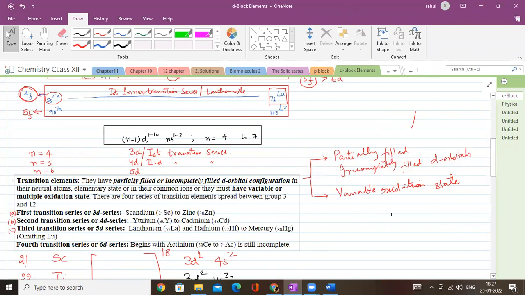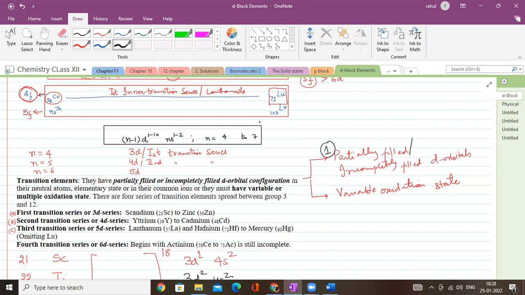So I have written the definition also. They have partially filled or incompletely filled d orbital in their neutral elementary state or in their common ions. This is the first point, that a transition element must have partially filled or incompletely filled d orbital. I have seen that there are a few books which write they have vacant d orbital. Please don't write vacant d orbital.